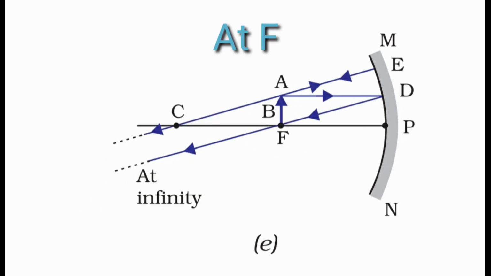Fifth case, when the object is placed at principal focus. Here are two special rays. One, when it passes through the center of curvature, retraces its path. Second, coming parallel to the principal axis, will pass through focus. Hence, the image will be formed at infinity.